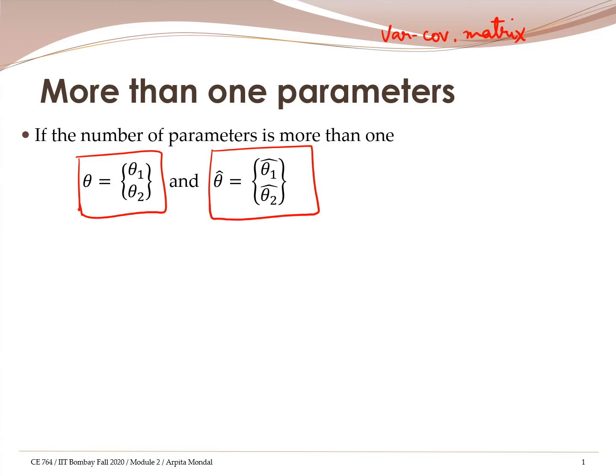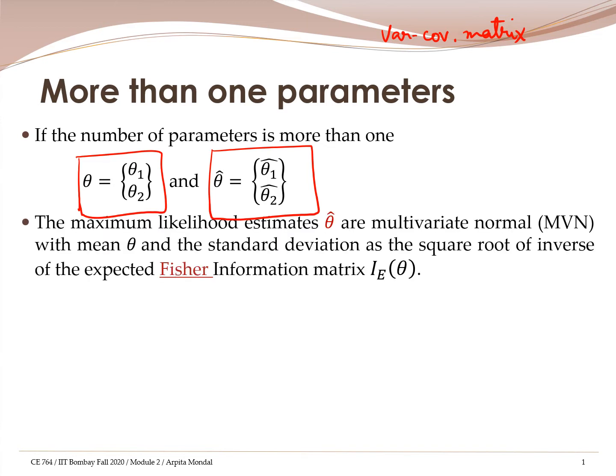The MLE estimators have asymptotic properties, and it has been theoretically proved that the MLE estimators theta hat are multivariate normal with the mean theta and the standard deviation, which is the square root of the inverse of the variance covariance matrix given by the expected Fisher information matrix. Lots of names here and the sentence is also a little involved. We will soon clarify it. Before that, why is it called the Fisher information matrix? That's because it's named after Sir Ronald Fisher, about whom we had discussed earlier.